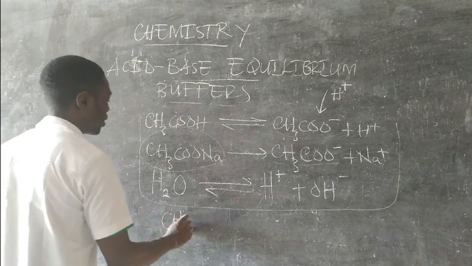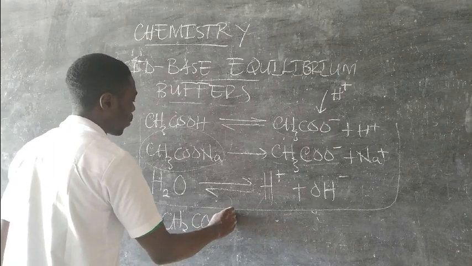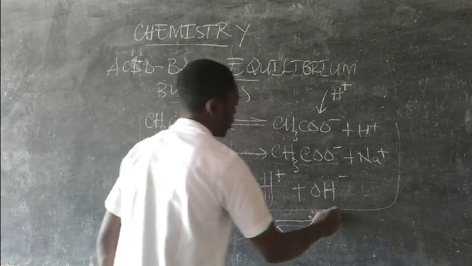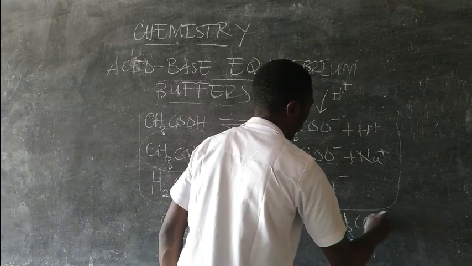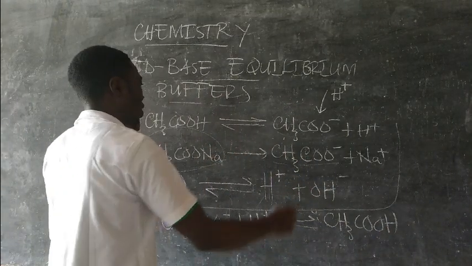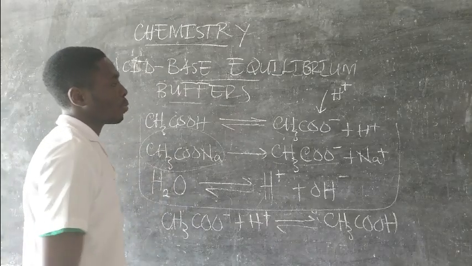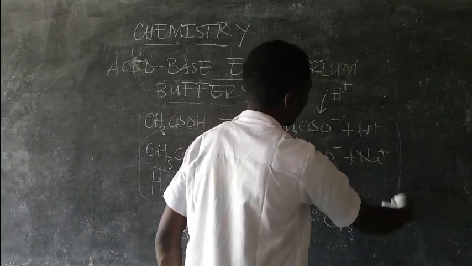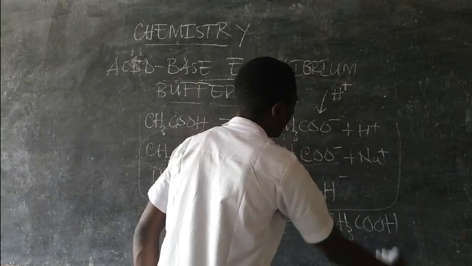So we are going to have CH3COO minus plus H plus giving CH3COOH. So you see the backward reaction is favored according to Le Chatelier's principle. When you add excess of H plus, it means that the pH of the solution is going to fall because the solution is becoming more acidic.